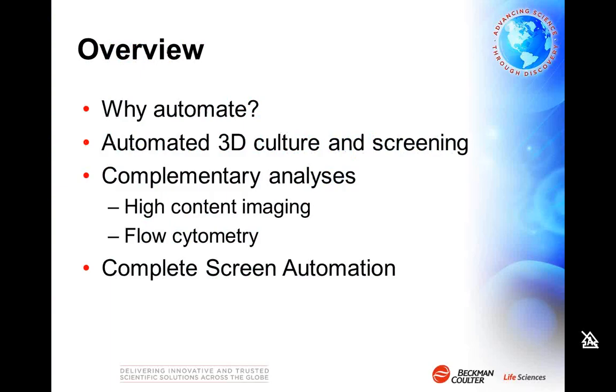So just a brief overview of what I'll be describing today. I'll just touch briefly on reasons why people seek to automate their various applications, and in particular how these advantages can then be applied to 3D culture. I'll show some representations of how we've been able to automate the 3D culture on the perfected 3D plates, as well as compound treatment and two different forms of screening using what we consider to be very complementary analyses, which, as previously mentioned, are high content imaging and flow cytometry. And then I'll just briefly touch on how one then scales up to automate a full screen.